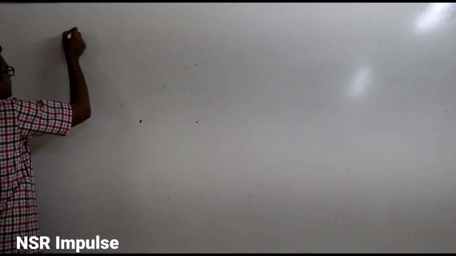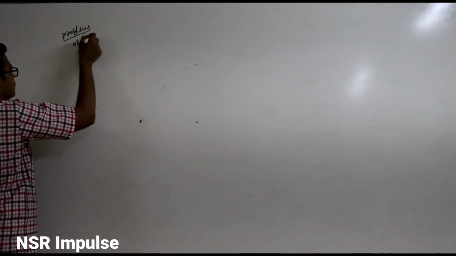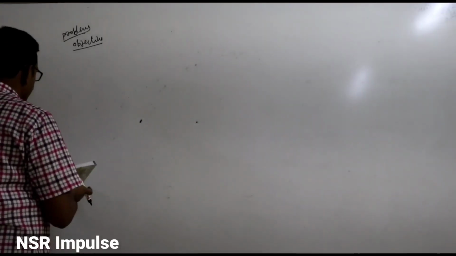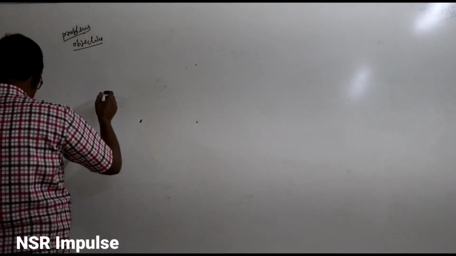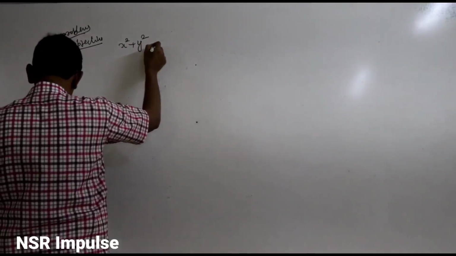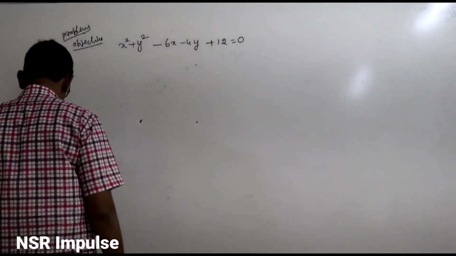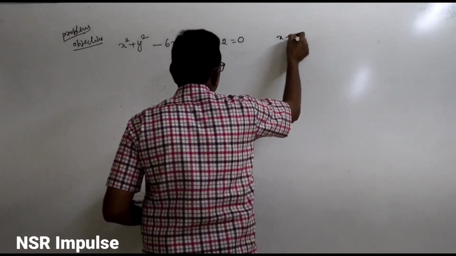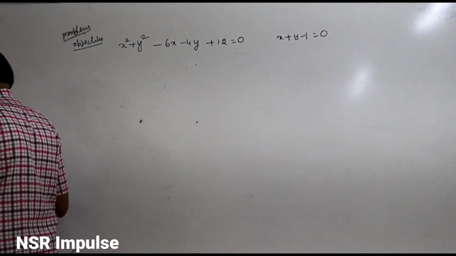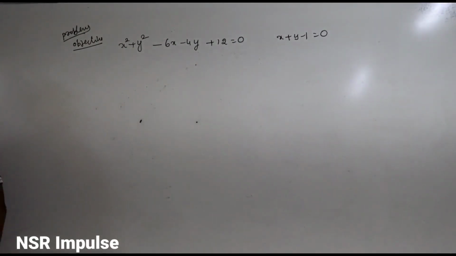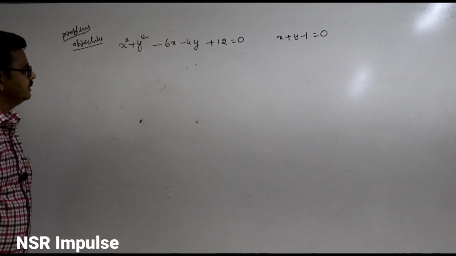Next one, some problems based on objective model. The equation of the image of the circle x square plus y square minus 6x minus 4y plus 12 is equal to 0 by the line mirror x plus y minus 1 equal to 0.